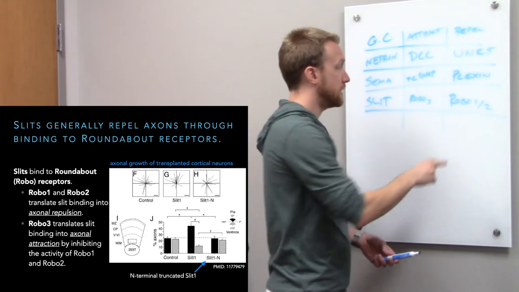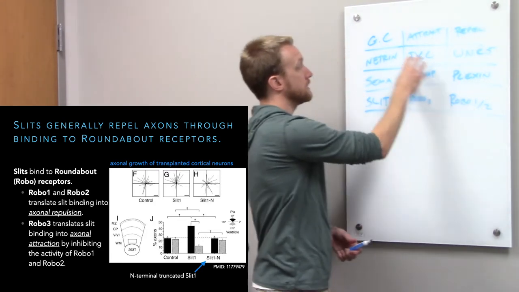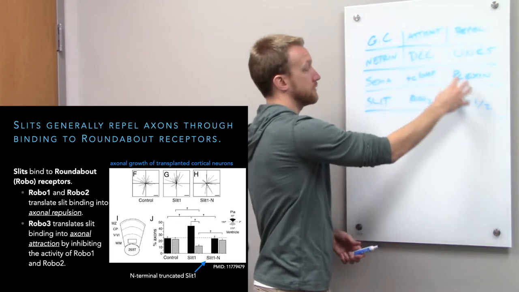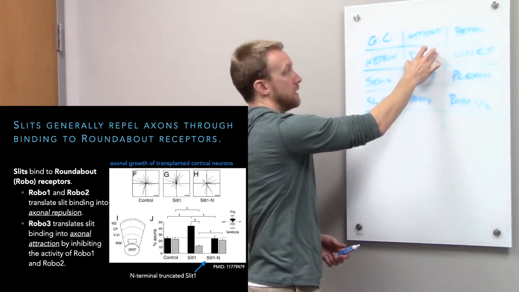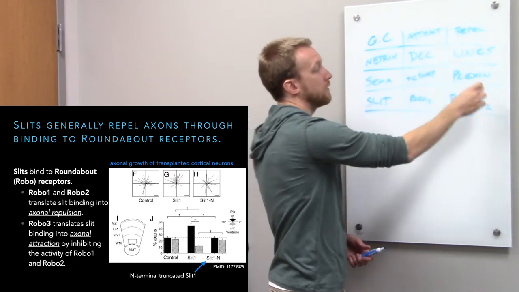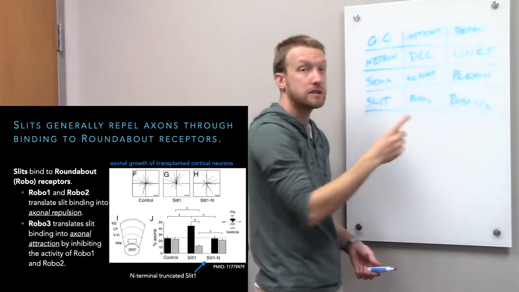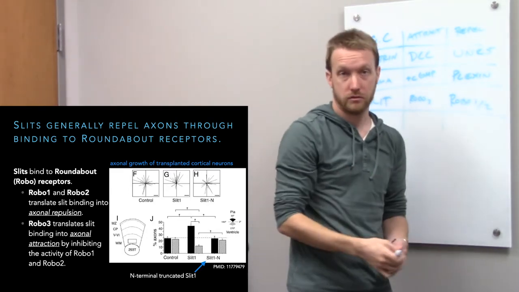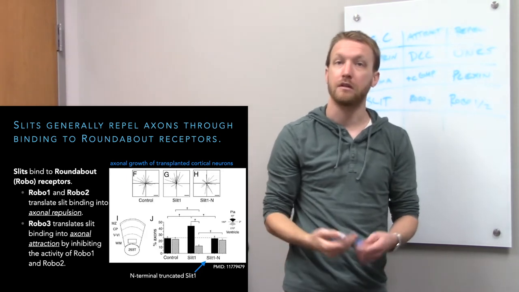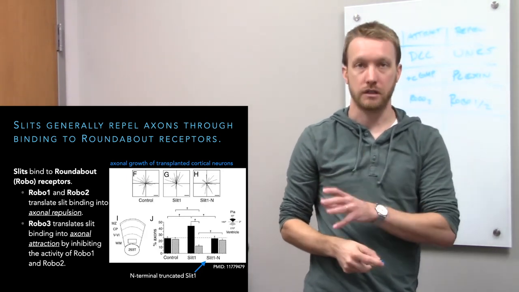The roundabout receptors themselves, as we'll see, can also affect these other chemoattractants. For example, binding to DCC receptors and inactivating them. That's going to prevent attraction and will help also translate to repulsion. So when it's slit and Robo 1 or 2, we're going to think repulsion. And with Robo 3, we're going to think attraction. So the data over here are showing us just that.